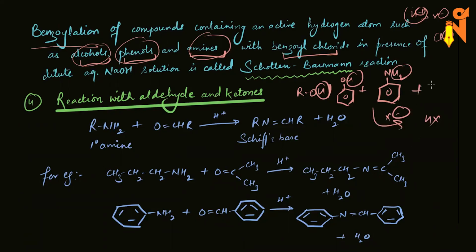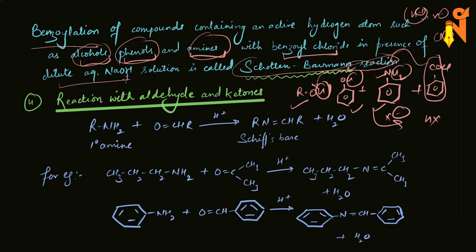And if you are reacting it with benzoyl chloride, that is benzene with COCl, then what will happen? This benzene and CO part will get attached to nitrogen here, to oxygen over here, and to the oxygen over here. So basically benzoylation is happening for alcohol, for phenol, or for amine. The same reaction, when happening in any of these three cases, is called the Schotten-Baumann reaction. But the specific condition required is that this reaction takes place in the presence of dilute NaOH solution. This is the mandatory condition: the reaction takes place only in the presence of NaOH solution, or you can say alkali solution. It can be NaOH, it can be KOH.